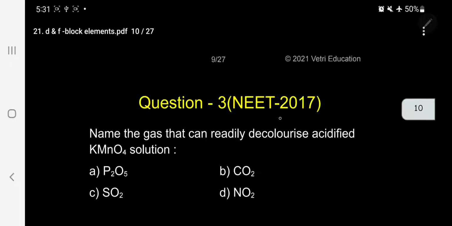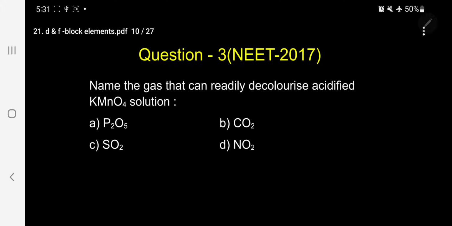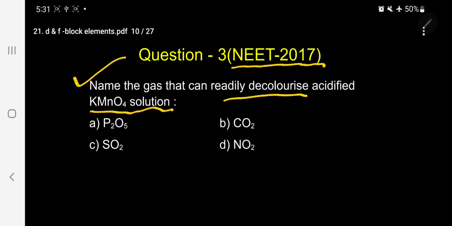Next question. Question number 3. It was asked in NEET 2017. Name the gas that can readily decolorize acidified potassium permanganate solution. So just now we have discussed the gas that is treated with potassium dichromate. Now they are asking potassium permanganate. Which gas will be decolorizing?